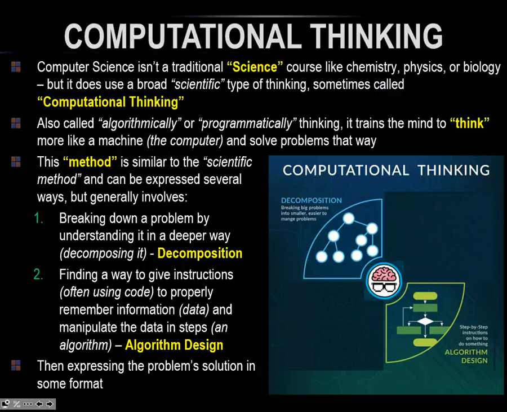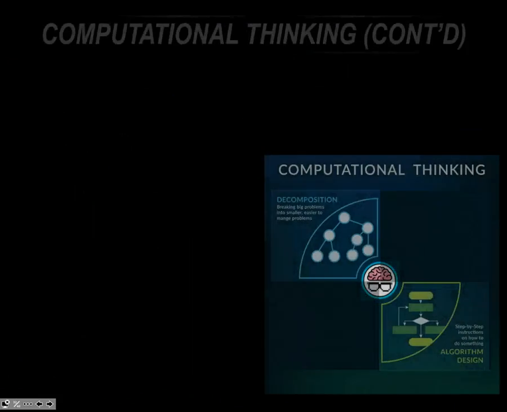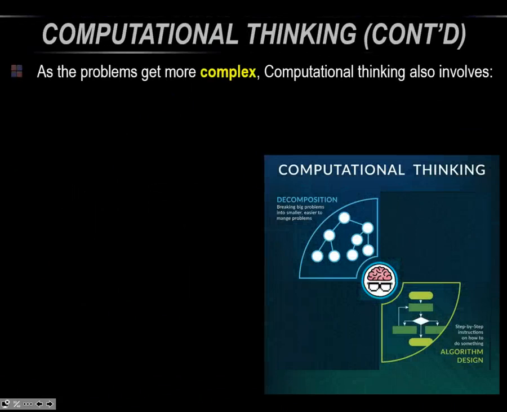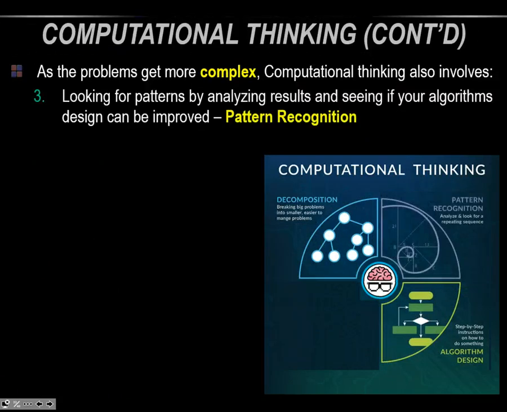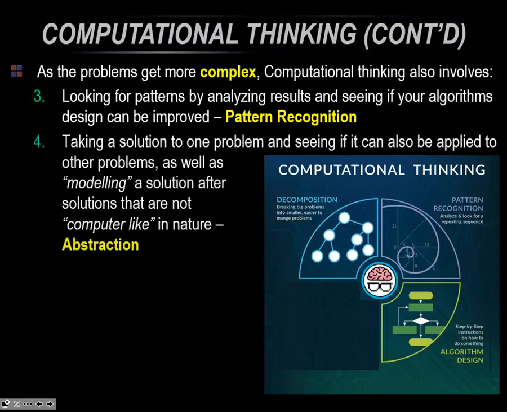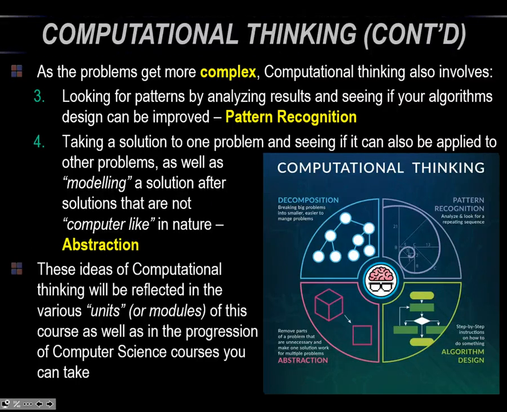All right, so as computer science gets a little more complicated, well, now we can take computational thinking and expand on it. So it can also involve things like pattern recognition, looking at results, seeing if algorithms can be improved and the design can be sort of replicated in better fashions. We can look at things like abstraction, taking the real world and modeling it within the solution. So this is a little more of the higher end of computational thinking. And you're going to see these things reflected in the units and the modules as you progress through various computer science courses that you could take.